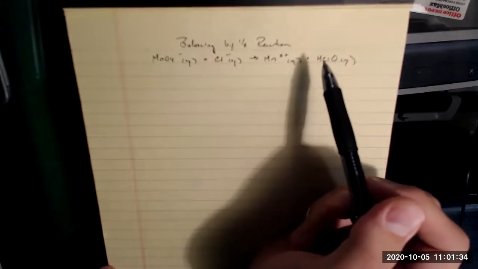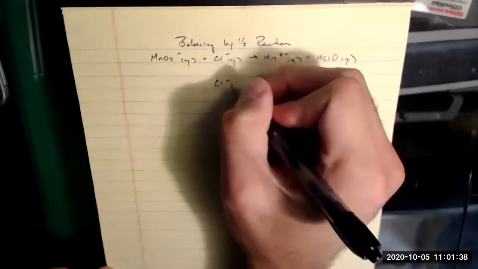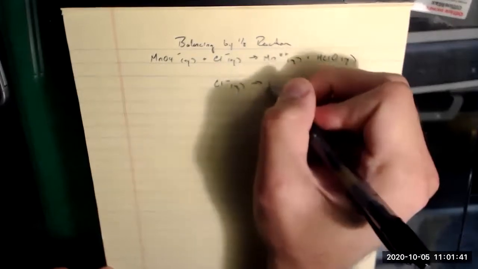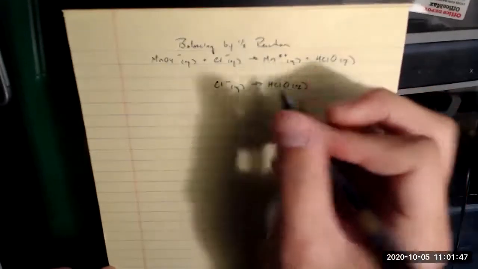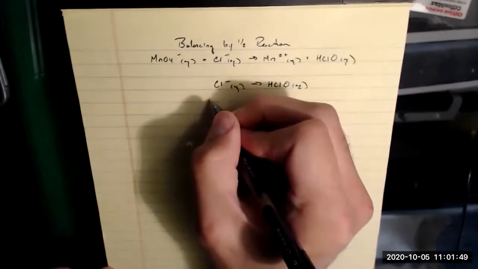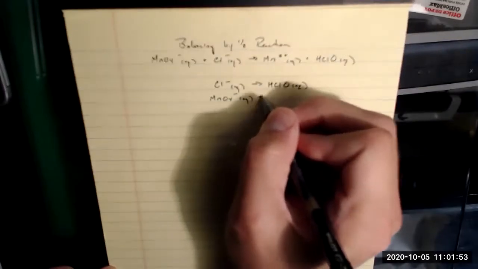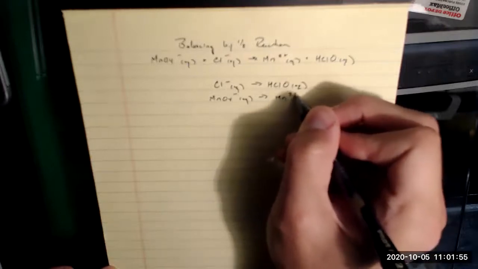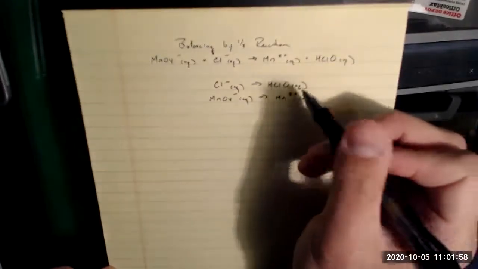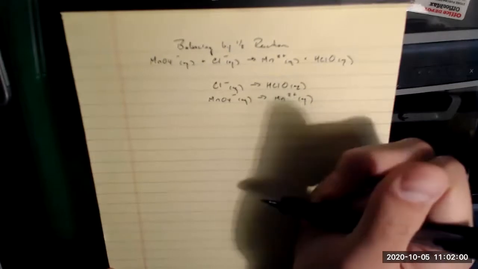And when we're balancing by the half reaction method, the first step is to split them up, right? What's being oxidized and what's being reduced. But it's easy. You don't even have to think about it that far. Just match up, right? What is not hydrogen or oxygen? So in this case, I've got a reaction with chlorine and I've got a reaction with manganese. So that's step one, split them up.